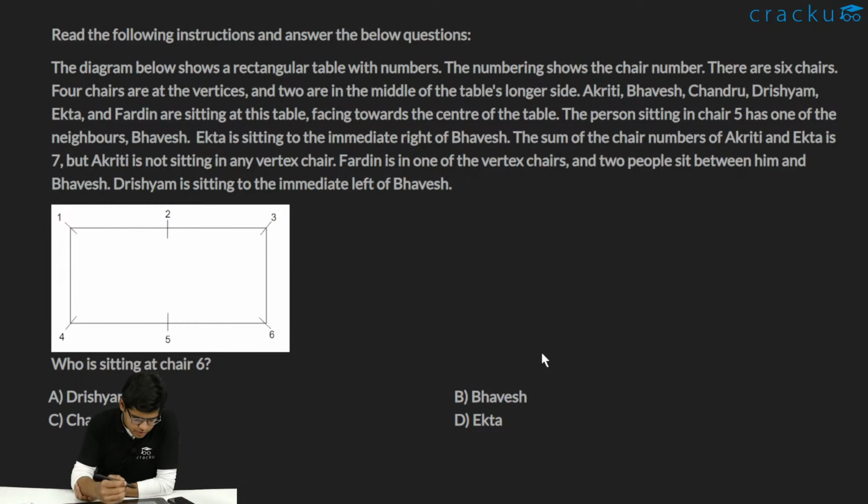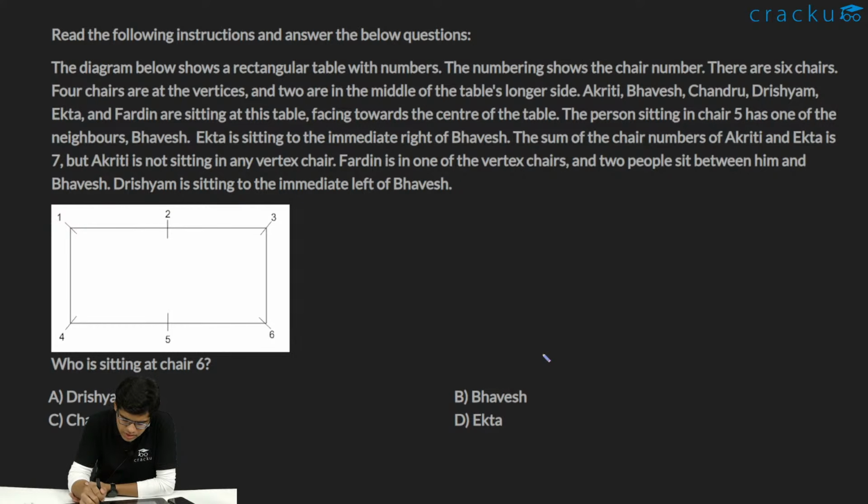In this question, it is given the diagram below shows a rectangular table with numbers. The numbering shows the chair number. There are 6 chairs. 4 chairs are at the vertices, meaning chair numbers 1, 3, 6, and 4, and 2 are in the middle of the longer side. So the middle chairs are 2 and 5. Akriti, Bhavesh, Chandu, Drishyam, Ekta, and Fardin are sitting at this table, facing towards the center of the table.